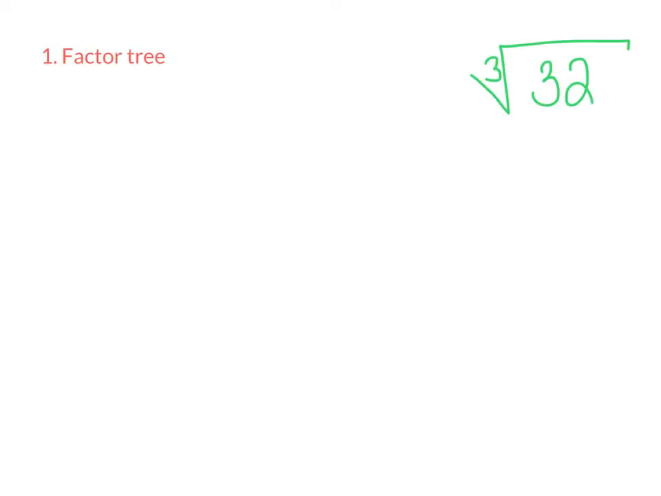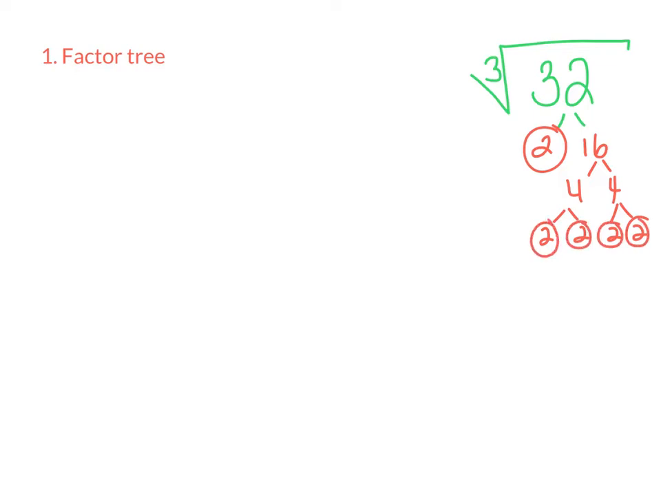So again, the first thing you would do is make a factor tree. So let's break down 32 into our primes. It's going to be 2 and 16, 4 and 4, and each of these breaks into 2's. Okay, so what are we going to do with this? What we're going to do is make groups this time based on the index. So our index is 3.